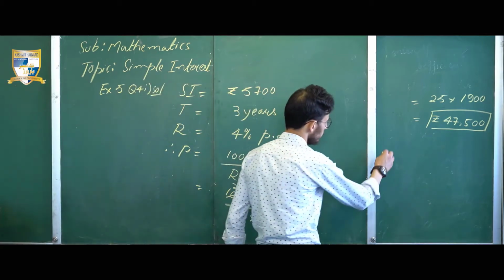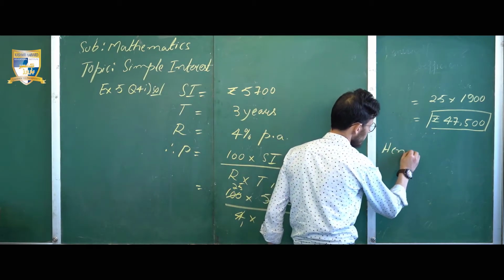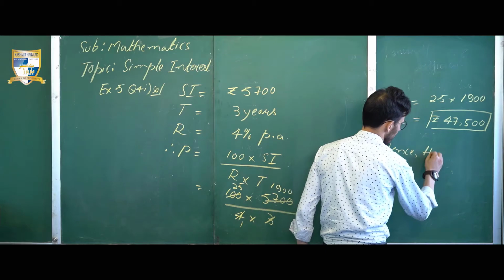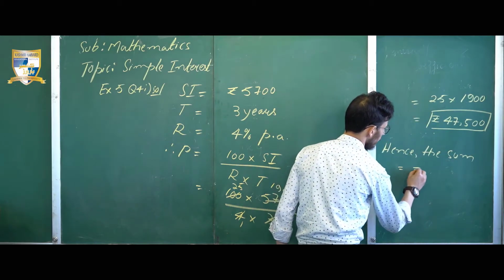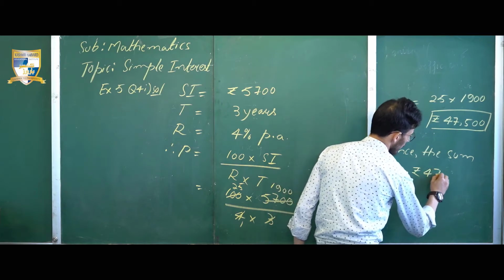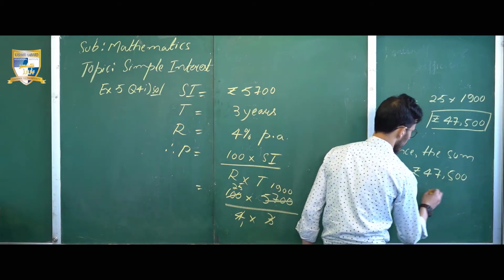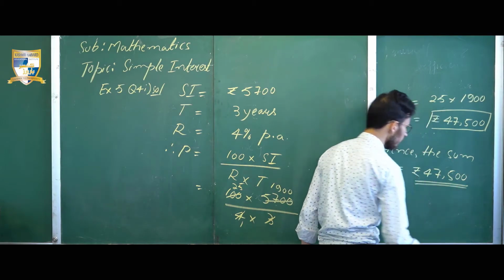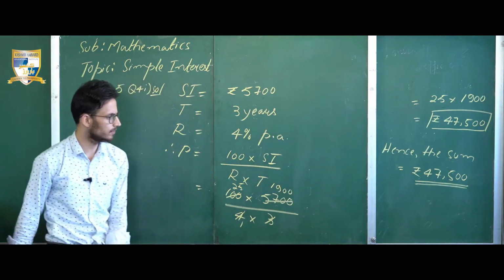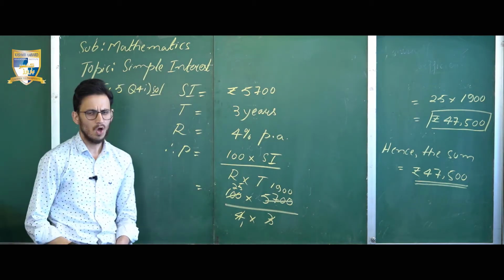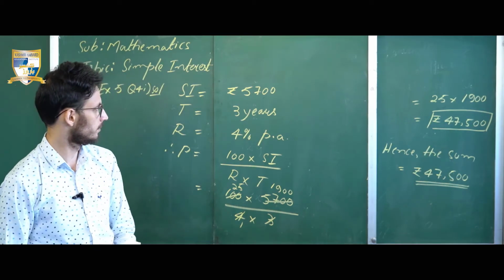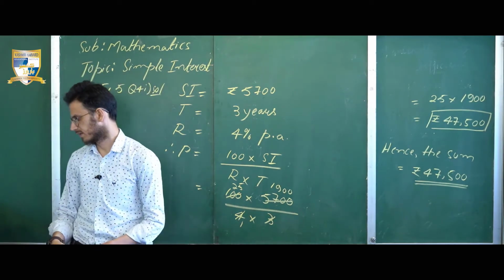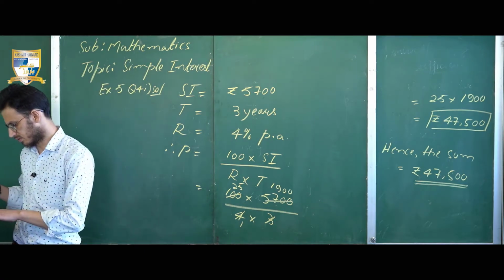So hence, the principal is equivalent to, or the sum is equivalent to, rupees 47,500. So the question was asking for the principal, and we got the principal, or the sum, which is equivalent to 47,500. So this is the answer of this question. Take the snapshot. We are going to do the next question.